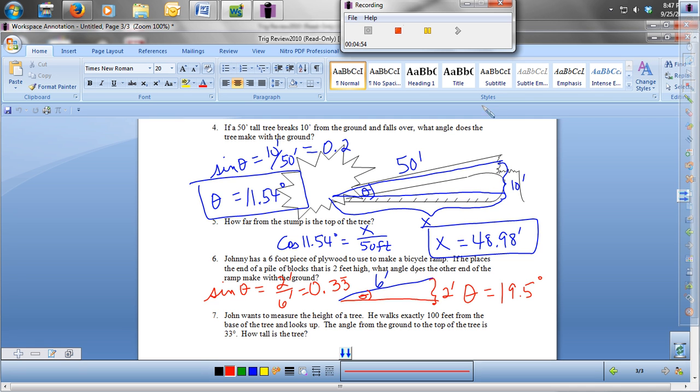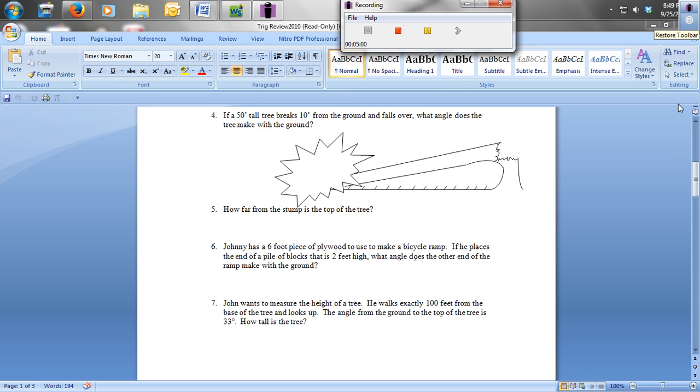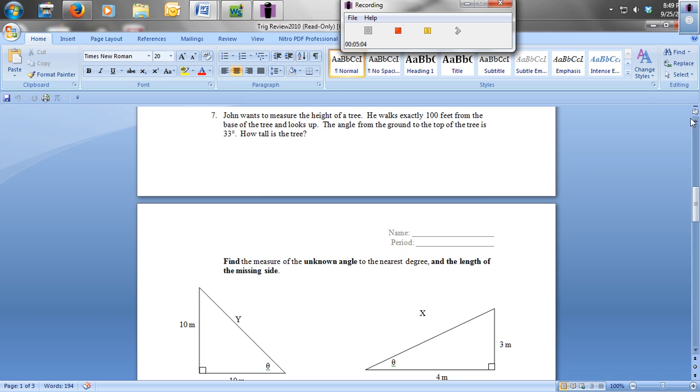Alright, John wants to measure the height of a tree, so let's scroll on down and get our Word document where we can see more of it. There we go.